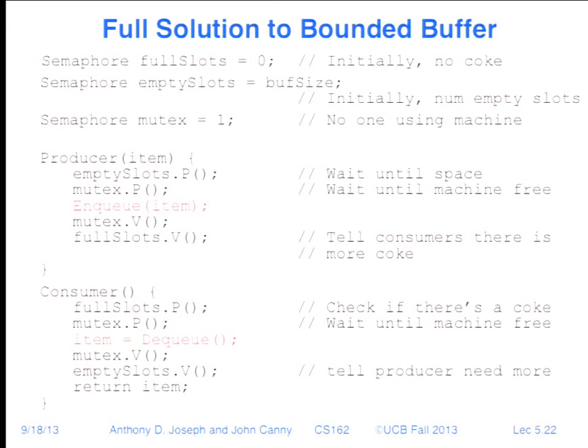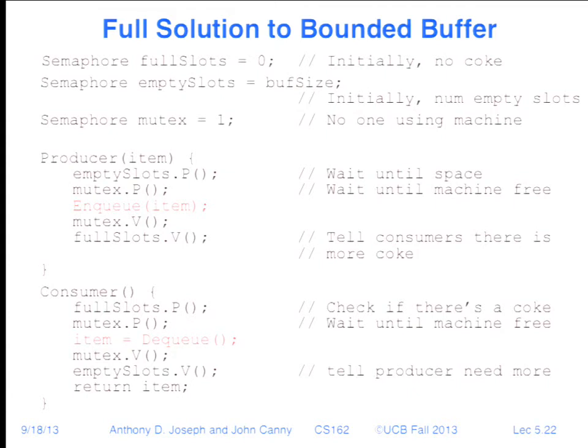As soon as the producer puts the coke into the machine, sets full slots to something other than zero, then the consumer can proceed. They grab the mutex, and similar to the second order lock we saw before, this mutex only protects a very fast piece of code. So in terms of this mutex here, it's fast. Both operations are fast, so they normally won't cause delays of any significance.